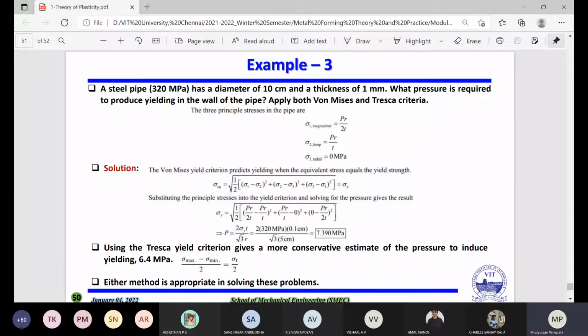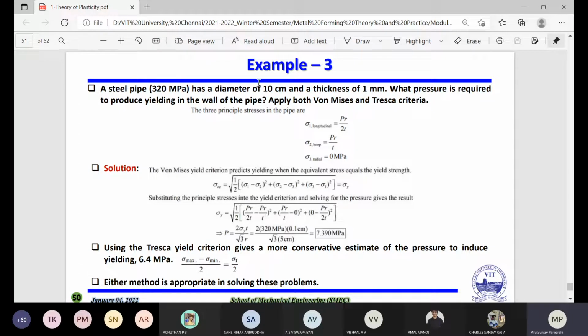Okay, just you can cross check. So your sigma 1 is given PR by 2t, sigma 2 is given PR by t, sigma 3 is given 0. Okay, so for the von Mises criteria you have 1 by 2 times (sigma 1 minus sigma 2) square plus (sigma 2 minus sigma 3) square plus (sigma 3 minus sigma 1) square, and then root of 2 equal to sigma y. Okay, so sigma y is given 320 megapascal. And it is asking what pressure is required. So that means you have to find out P, whatever the P you have inside.